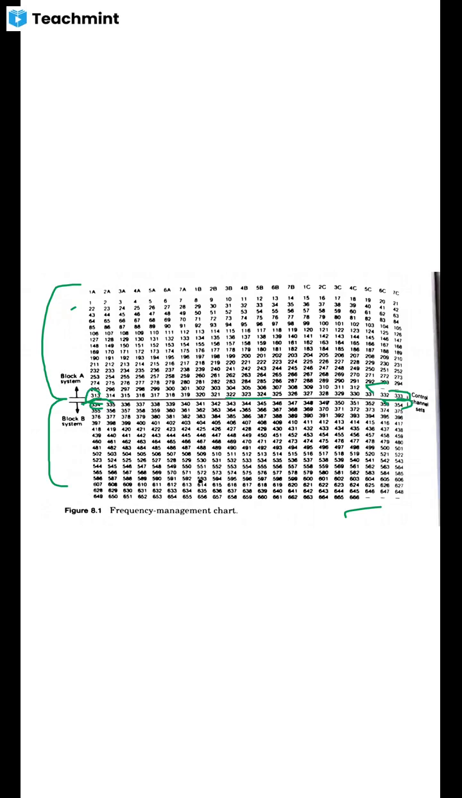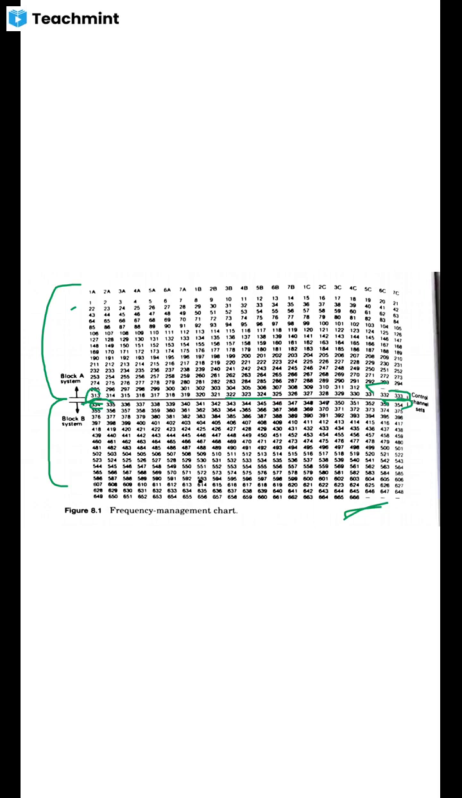Coming to block B, the first row, that is 334 to 354, are setup channels, and from the second row, 355 to the last number 666, are voice channels. This is how I had divided the total available 666 channels into setup channels and voice channels.